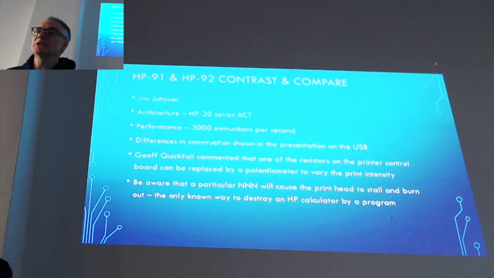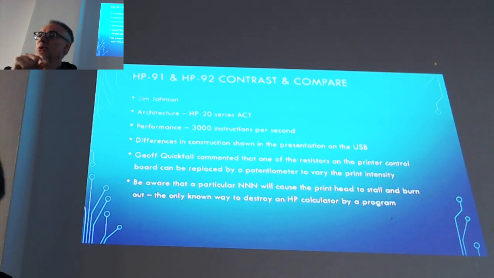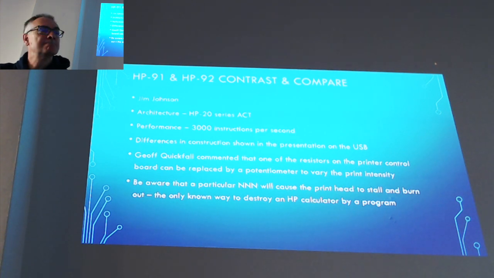Jim did a compare and contrast of the 91 and 92. The architecture was based on the 20 series ACT, about 3,000 instructions per second, and he talked in his presentation about the difference in construction internally between the two. You can see all those on the slides. Jeff said that there's a resistor on the board that you can take out and put a pot in its place, and then it turns it into a contrast control for the printhead current. Be careful doing it.